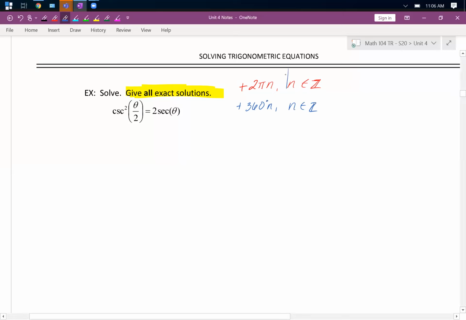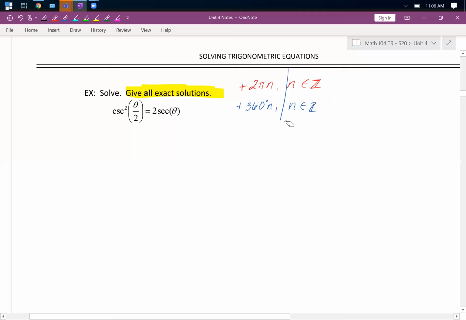Now, MyMathLab doesn't have you put in this n as an integer part. They just have you write the plus 2 pi n or plus 360 n. But when you submit your take-home quiz, I'd like n to be an integer in there, because if n is not an integer, you're not adding a whole 2 pi. If n is a fraction, we're only doing a partial trip around the circle, and that's not the same thing. That's not what we're trying to accomplish here.